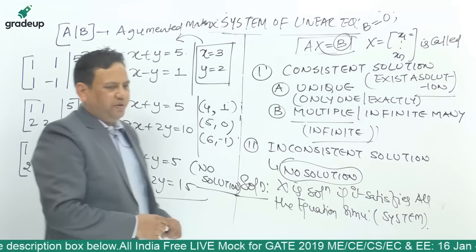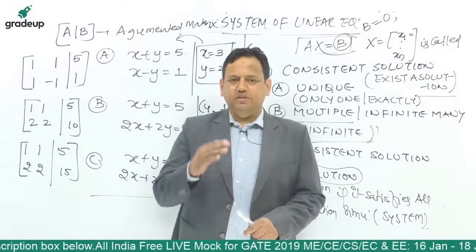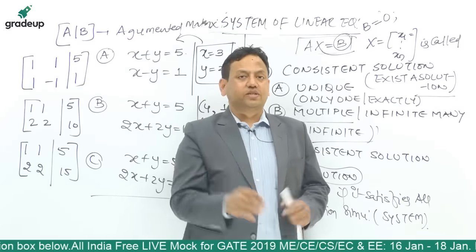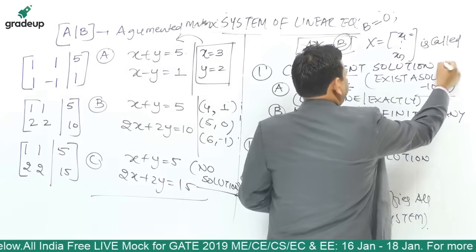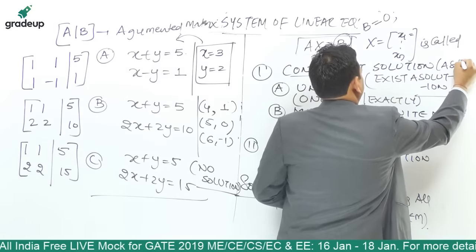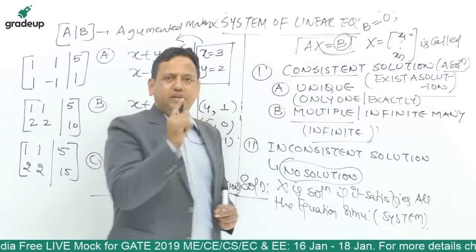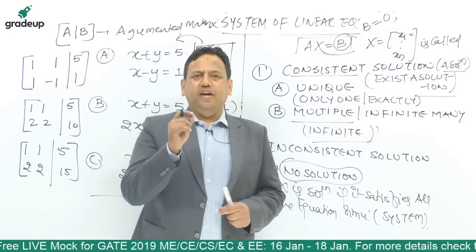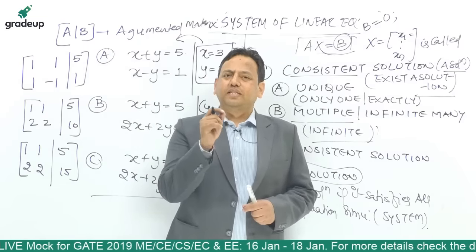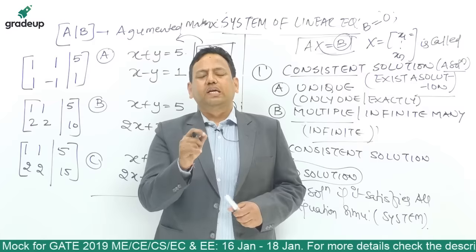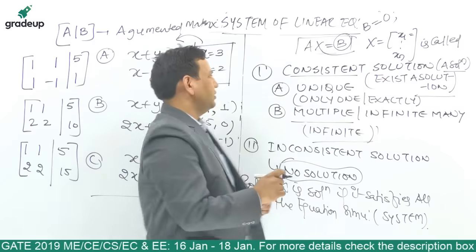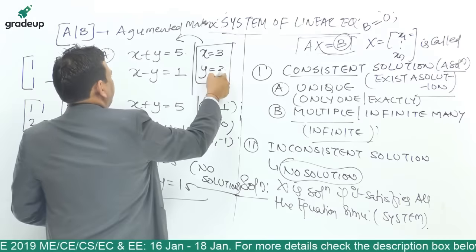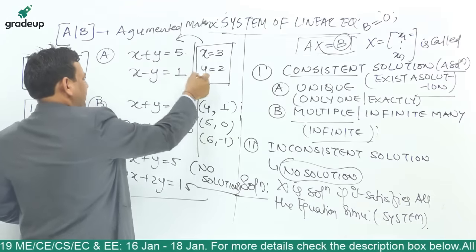Now what is the meaning of a consistent solution? If there exists a solution, and always remember whenever they say consistent, we say a solution. In the definition in the GATE dictionary, if somebody says a solution, the meaning is that there is at least one solution. So if we say 3, 2 is a solution for this equation, yes, it is true.